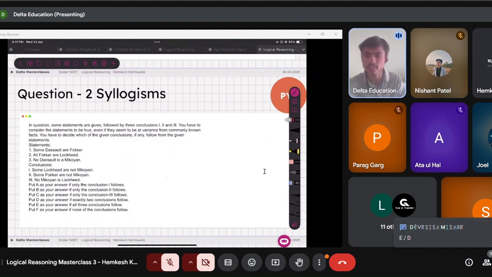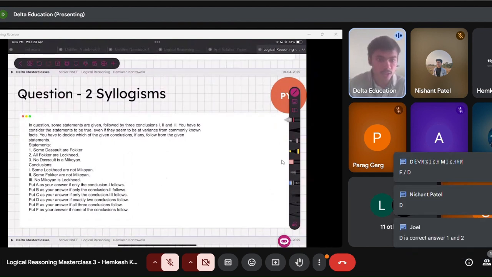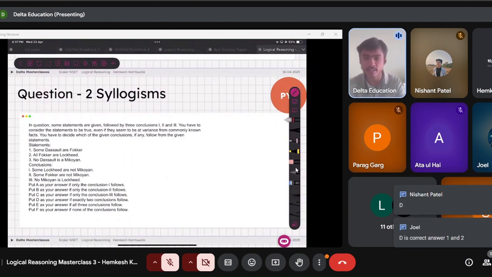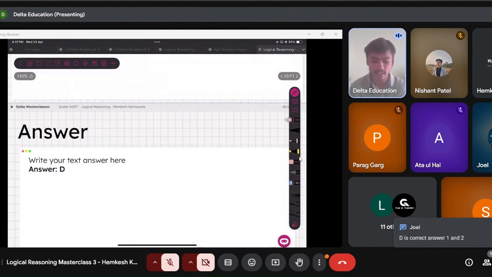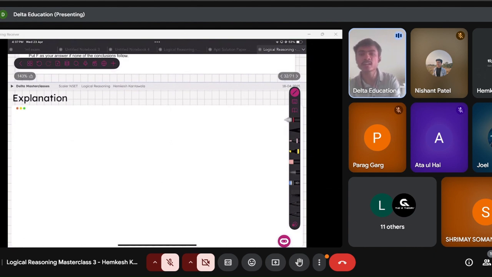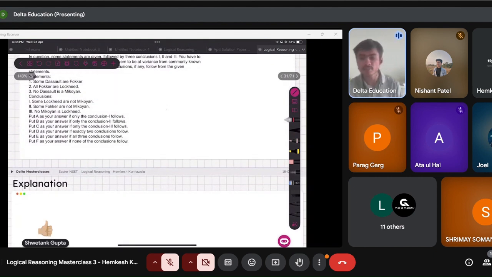Got it. D. Okay, everybody has given D as the answer. So D, exactly two conclusions. Okay, let me see. So yeah, D is the correct answer to this question. Shwetang, we would have a doubt session at the last. Share it at the last. Okay. So yeah, D. Those who have given D as the correct answer: Ata, Joel, Shwetang. So yeah, let's solve this question.